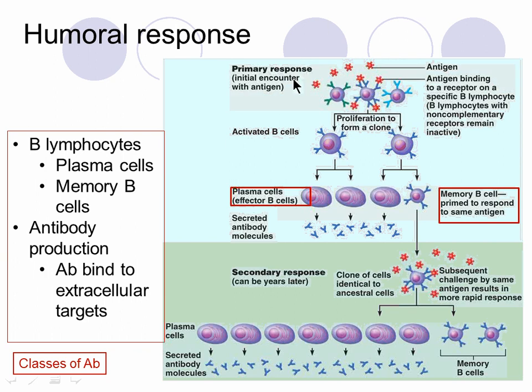So first is what is called a primary response, which always takes long. Remember when we talked of specific immunity, we said it takes long to mount a response because you have to be first introduced to it. So the primary response is the first encounter with the antigen. The secondary response is any subsequent encounter after the primary.